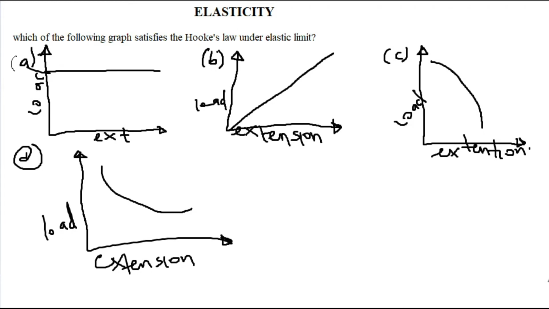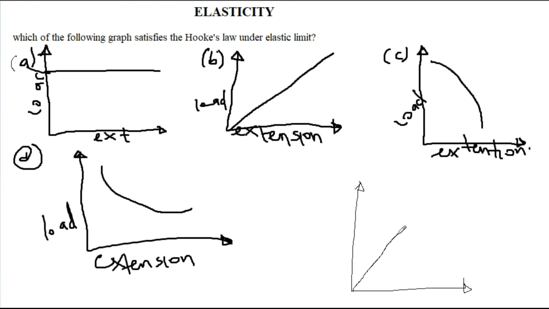Which graph would satisfy Hooke's law under the elastic limit? This is a load extension graph, and I explained it in my video. The graph that satisfies the elastic limit looks something of this nature.